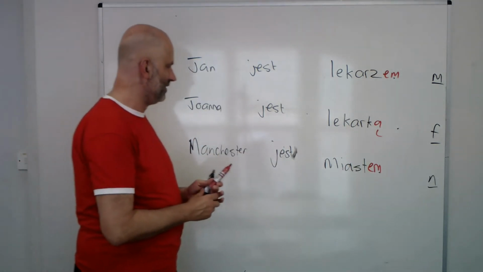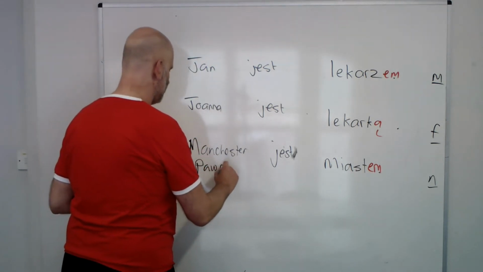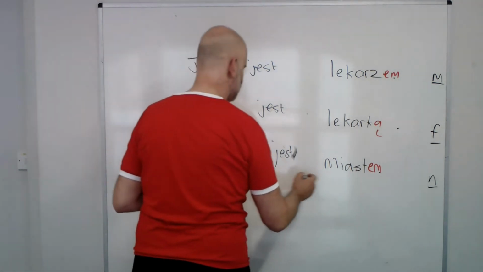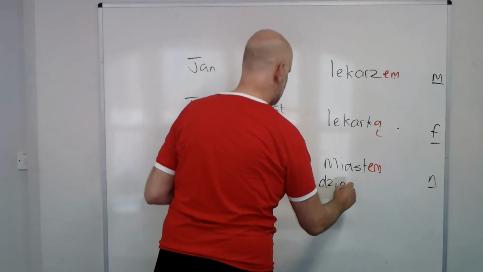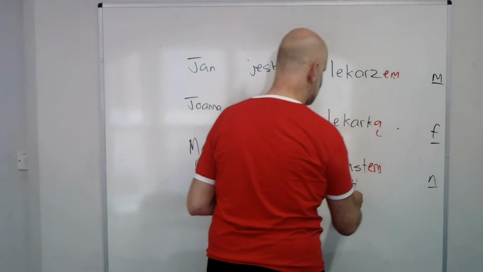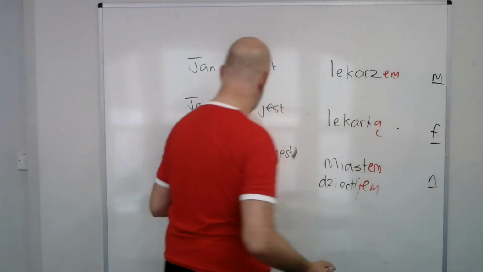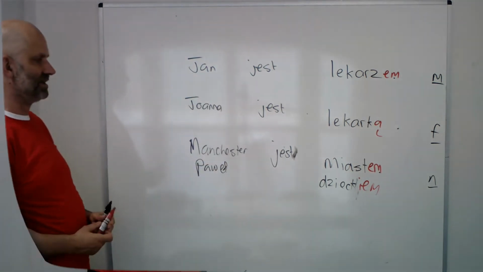So if you want to say something like somebody's a child, so Paweł, instead of saying he's a boy, saying he's a child, jest dziecko. You lose the o, but because there's a k, you can't stick an -em in, you have to put -iem. So, Paweł jest dzieckiem.